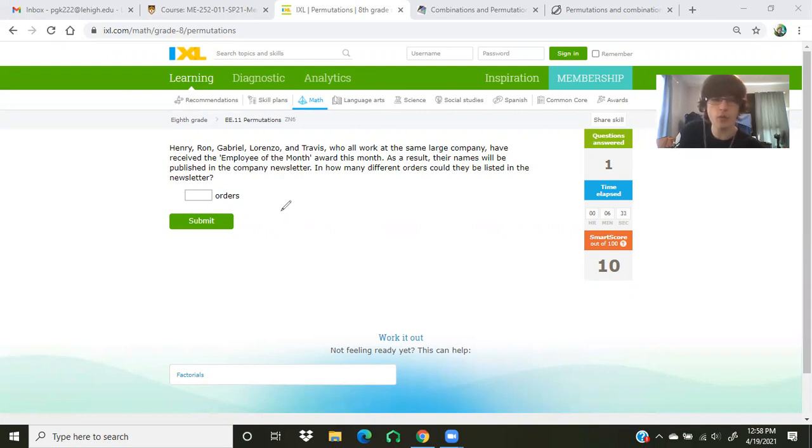All right, well, let's use the formula again. Let me write it over here just so we have it as a reminder. What is n? Well, n in this case, there's 5 names, so n is 5. How many are being used? So what is r? As we can see here, all their names will be listed. So r is 5. So we can do this formula.